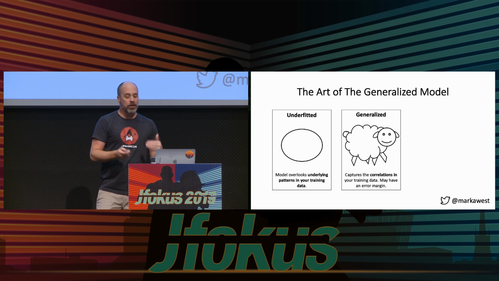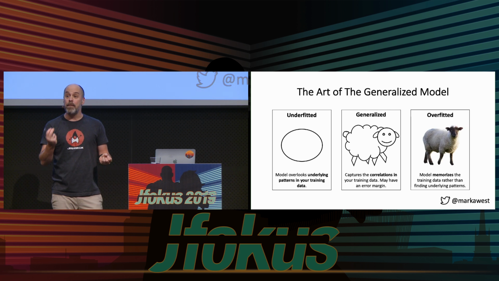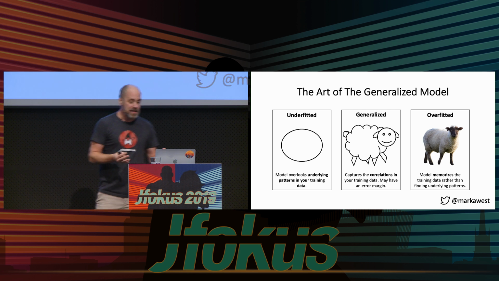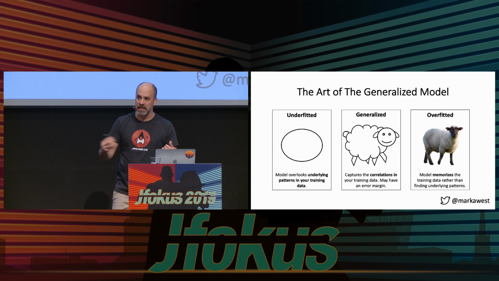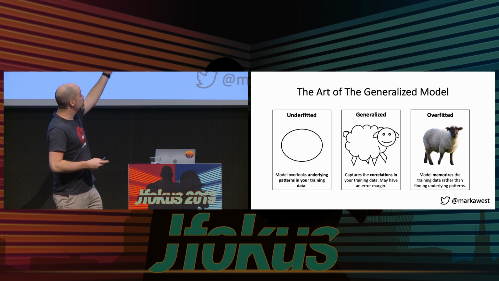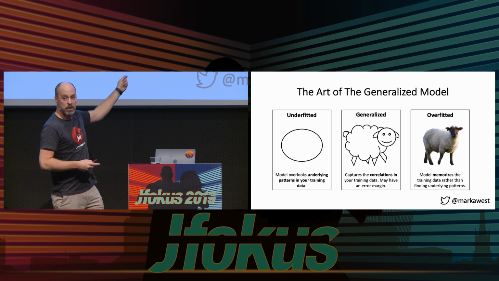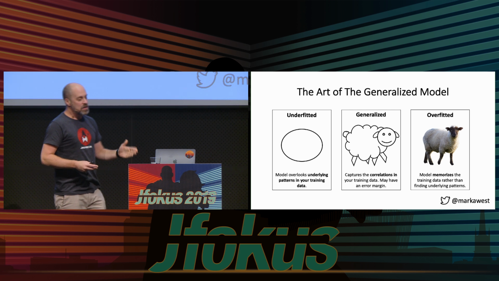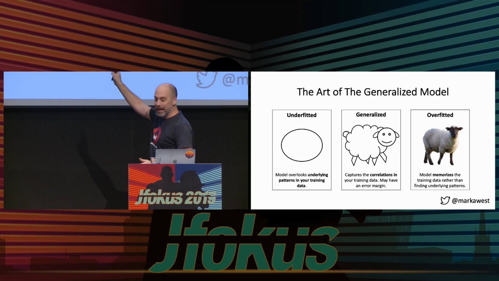You can go the other way. You can overfit your model. So your model actually memorizes the pictures you've shown it. And then it hasn't actually learnt. It hasn't learnt the correlations between the features and the labels. It's just learnt to actually memorize the pictures you show it. So if you show it new pictures of sheep, it fails. So what you're looking for is this happy medium in the middle.